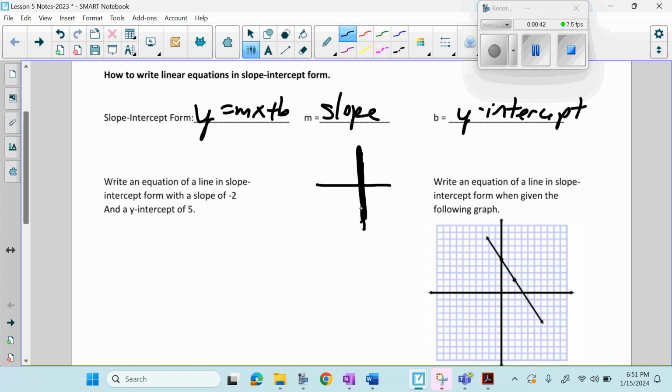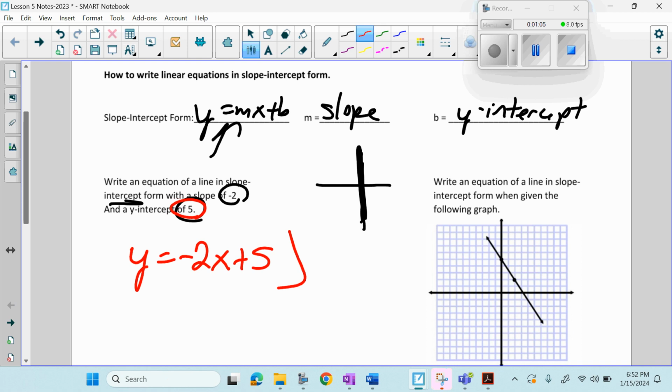Okay, so write an equation of a line in slope-intercept form, so this form, with a slope of -2 and a y-intercept of 5. So this is about as easy as it gets. So we are going to say y equals, instead of m, we're going to replace the m with the -2 x plus b. Instead of b, we're including that 5. And so our equation is y equals -2x plus 5.